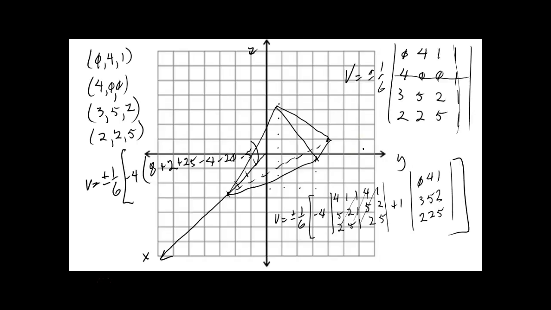Which row or column do you want to use on that determinant over there? You tell me. It's a toss-up. First row is just as good as the first column, but I would definitely go for one of those. So let's do the first row, okay?